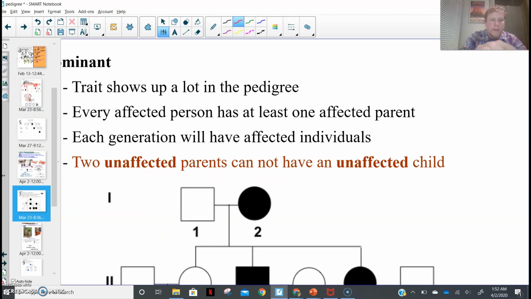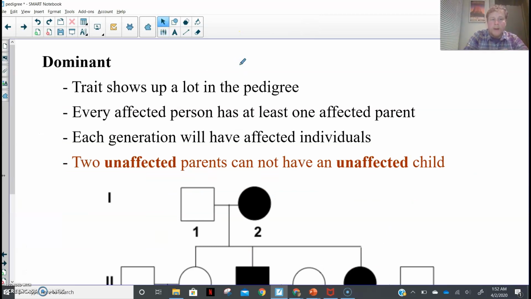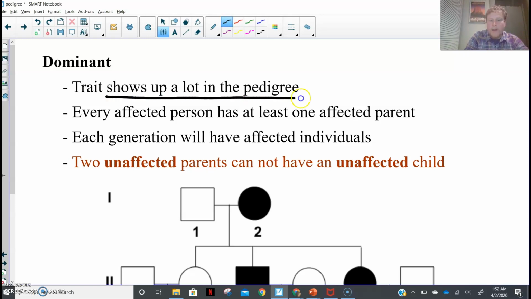So how do we know a trait is dominant? Well, we don't totally know, but here are some key ideas. We don't really know on any of these if they're dominant or recessive, but here are some basic ideas. First of all, it shows up a lot in that pedigree. I'll point out for just a minute that dominant traits aren't always most common and recessive traits aren't always most unseen. We'll talk more about that later. I'm talking about that particular pedigree. Every affected person, and this is key, has at least one affected parent.